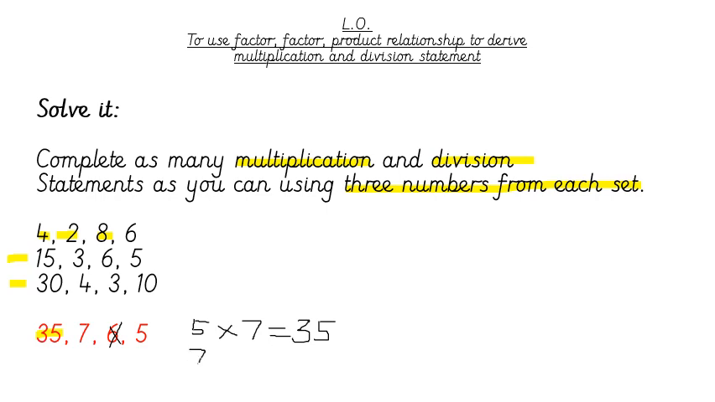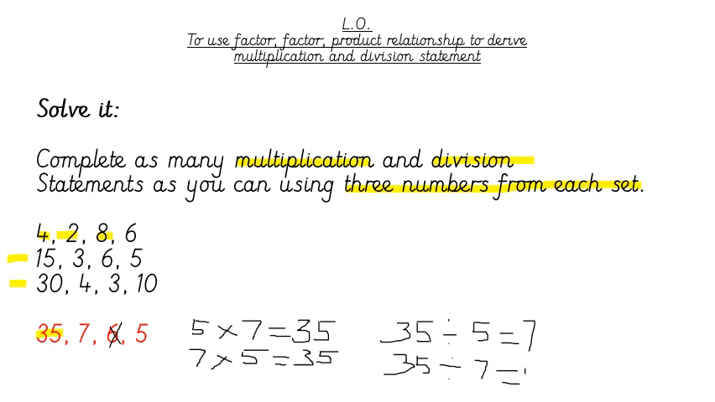I'm going to do another one. I'm going to do 7 times 5 equals 35. And I'm going to do a division one, so I'm going to do 35 divided by 5 equals 7. I'm actually going to do 4. 35 divided by 7 equals 5. So that's my example. You're going to do the other ones.